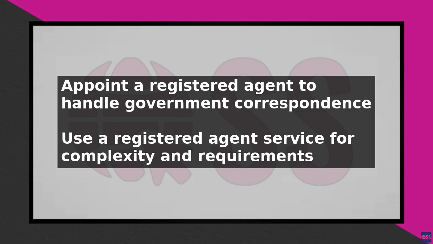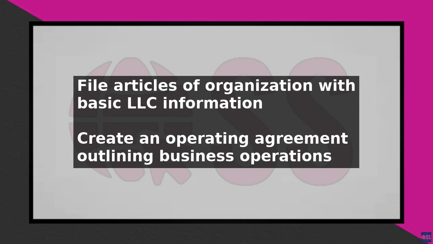After appointing a registered agent, the next step is to file the Articles of Organization, which includes basic information about the LLC, such as its name, address, and purpose. There is a state filing fee of $70 in California. Following this, an operating agreement should be created, which is a contract that outlines how the business will be run, including the distribution of profits and the authority of members to bind the LLC to legal contracts.